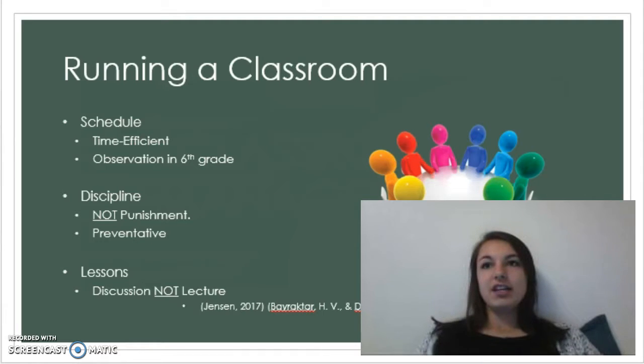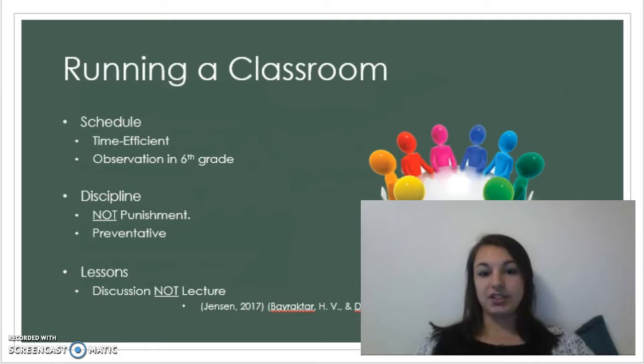As for discipline, we learned this in class, but I also definitely agree with this. Discipline, not punishment. As soon as you say punishment, it puts fear into the students, and I don't want fear in my classroom. I don't want to have to use a lot of discipline, because I want it to be a funner classroom. I don't want to have a lot of rules. I just want it to be a very simple environment.